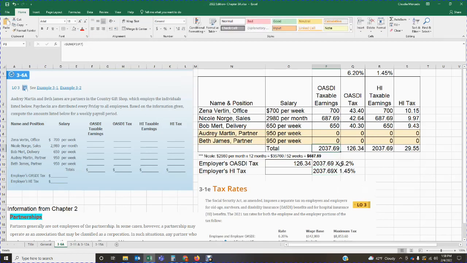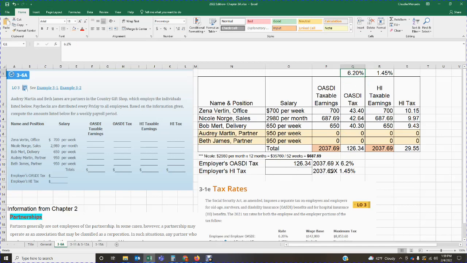So we're basically picking up the total for my OASDI taxable earnings and my HI taxable earnings. Okay, so we're getting those figures for the employer, the total taxable earnings, and then we just multiply by the rate. So when we're dealing with the employer's tax, instead of calculating on an individual level, we calculate it based on the total. So for my employer's OASDI tax, I'm going to look at my total column, get the 2037.69, and multiply it by my 6.2%. The rate is the same for both the employee and the employer.